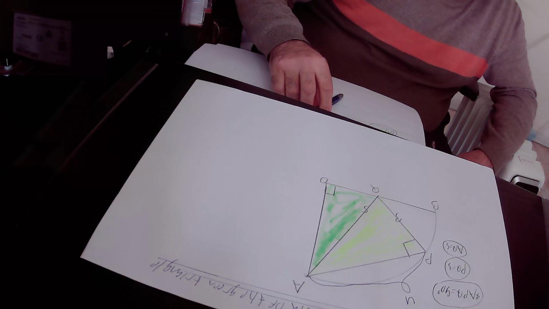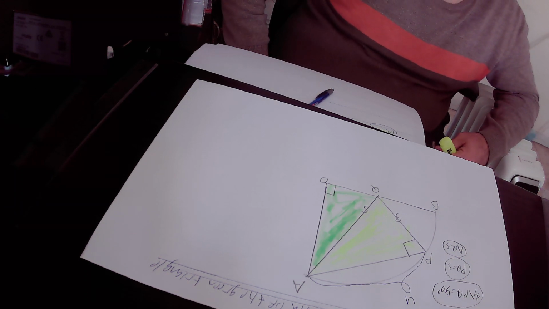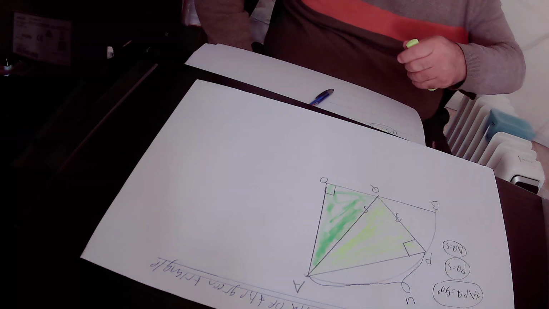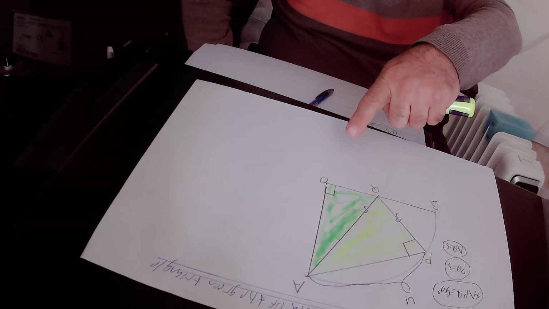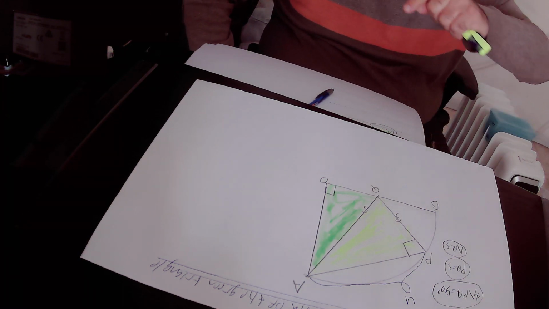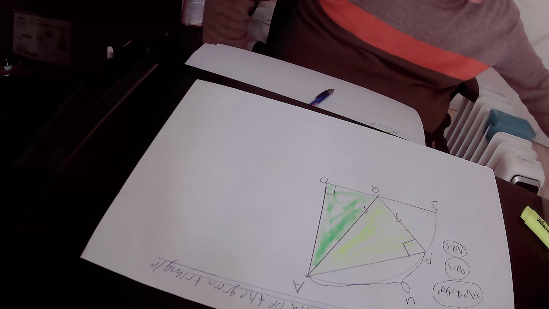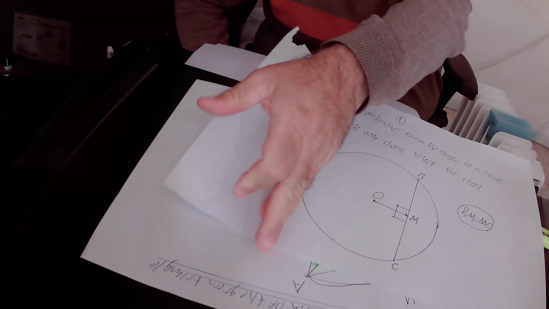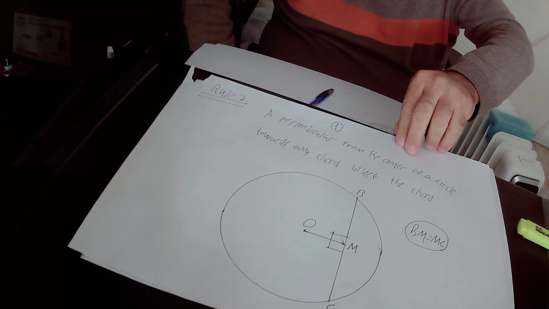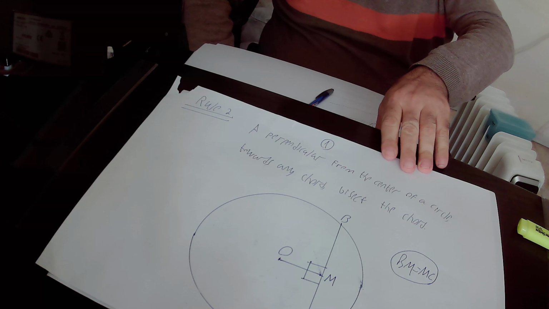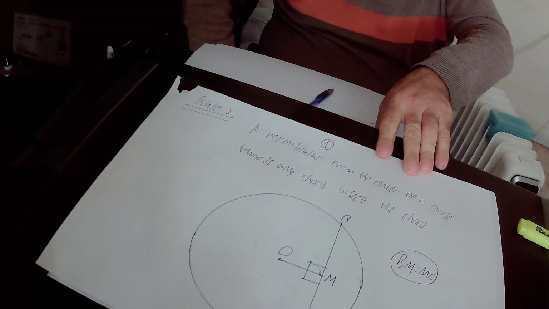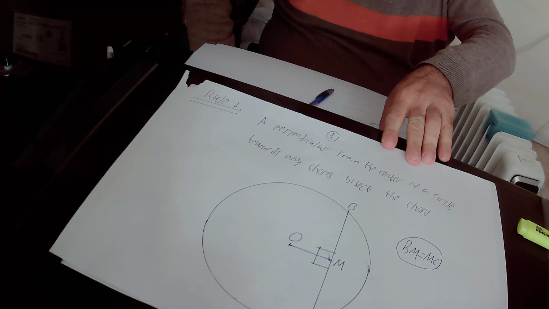And we have rule number 2, that a perpendicular from the center of the circle towards any chord bisects the chord. Repeat rule number 2. According to rule number 2, a perpendicular from the center of a circle towards any chord bisects the chord.